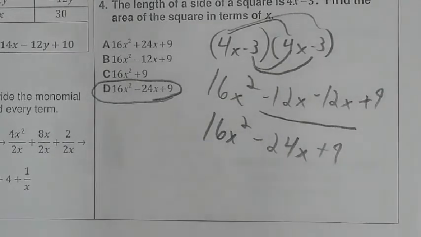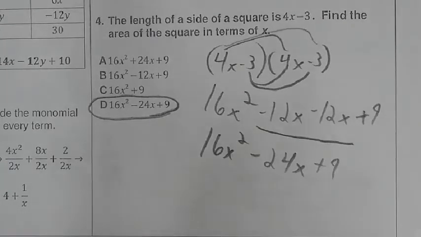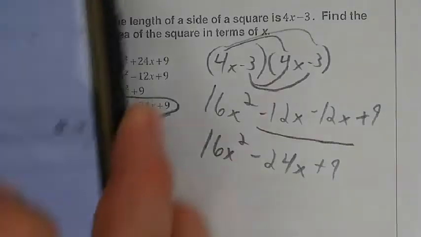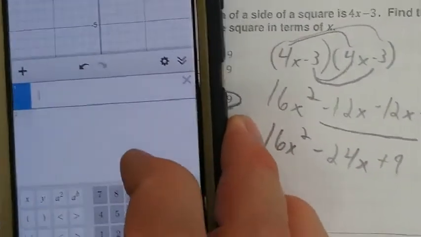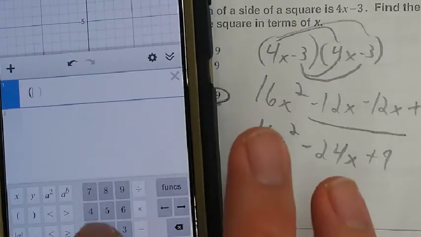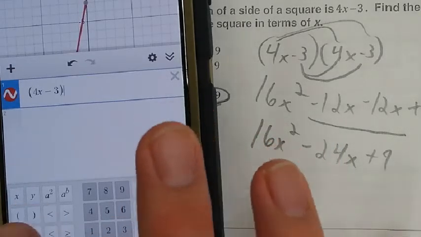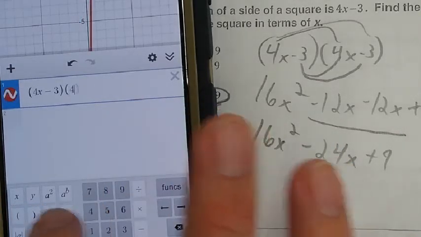All right, so now I'm going to show you all some shortcuts in Desmos. Let's say you're on this and you completely forget how to do FOIL. Like literally you're like, I have no clue what to do. You would need to know that a square has congruent sides, but I think most of y'all know that. What you could do, and guys, make sure you're paying attention to this because I have not shown you this before. You could type in the original problem, 4x minus 3 times 4x minus 3.